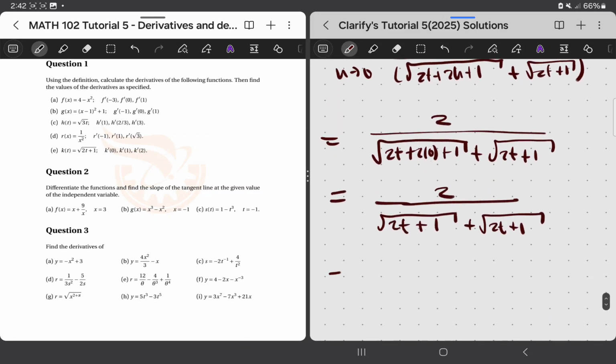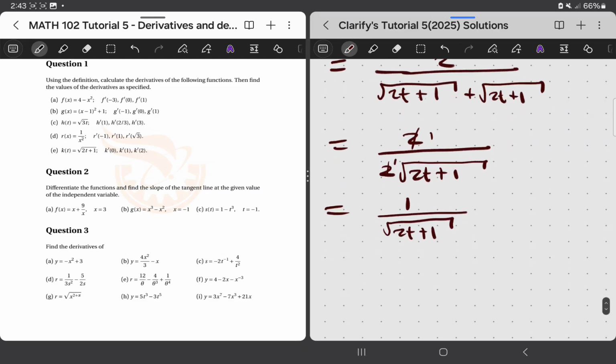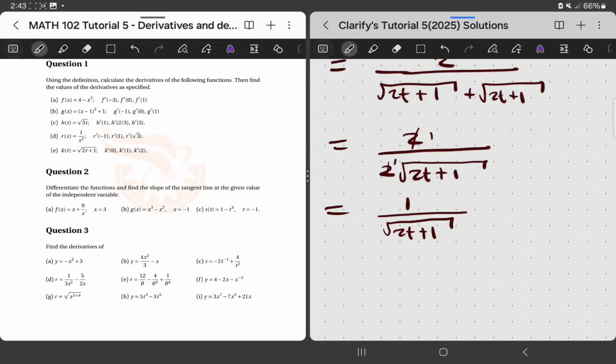So now we have 2 of them, so it's going to be 2 over 2 of the square root of 2t plus 1, because we are adding this to this, it becomes 2 of them. And we say 2 into 2, 1, and 1 into here, it's 1. Remember to do it with a pencil. You now have 1 over the square root of 2t plus 1. This is going to be our final solution for this. We have found the derivative.